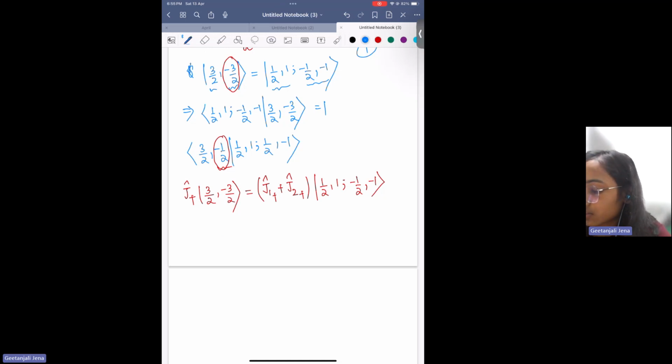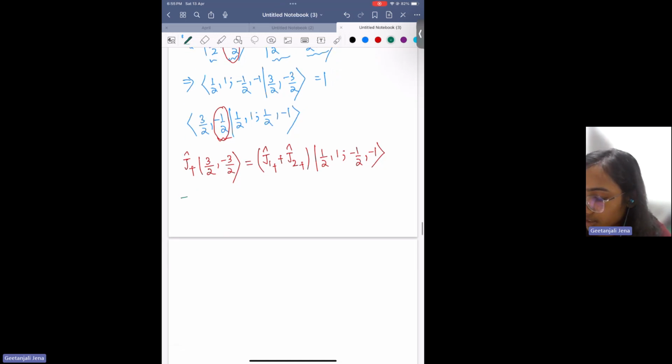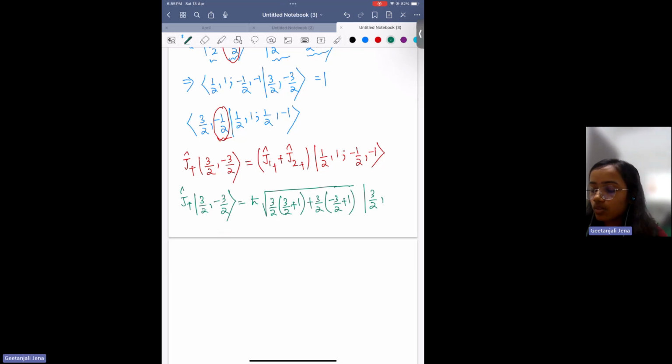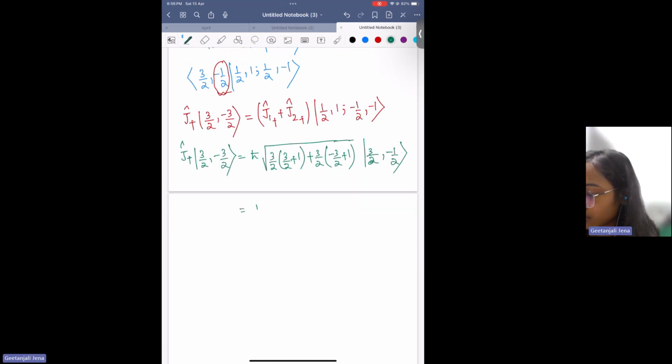Now let us see the individual terms. I'm solving this step by step so that you will not have any doubts in any of these steps. So J plus 3 by 2 would be ħ √(J(J+1) - M(M+1)), which is 3 by 2 into 3 by 2 plus 1, minus M into M plus 1. M is minus 3 by 2, so it will be 3 by 2 into minus 3 by 2 plus 1, and this one will become minus half. So just solve this and you will get ħ √3 by 2 minus half. So this is for the left hand side of this equation.